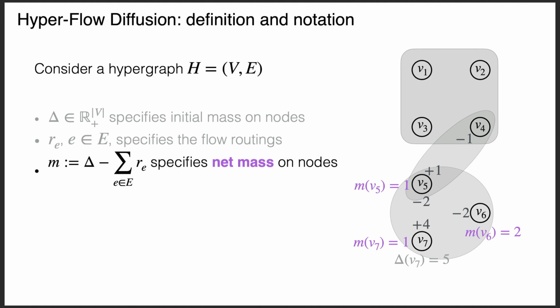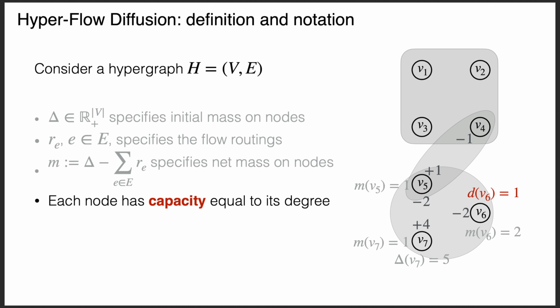Given the flow routings and initial mass, we can now compute the net mass on nodes. For example, node V7 started with the initial mass 5, it sends out 4 unit mass to other nodes. It is now left with net mass 1. We require each node to have a capacity that equals its degree. For example, the degree of node V6 equals 1, so node V6 has capacity 1. However, the net mass on V6 is 2 right now, which exceeds the capacity.